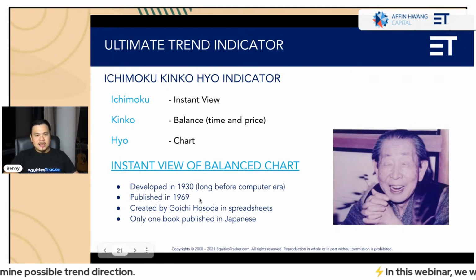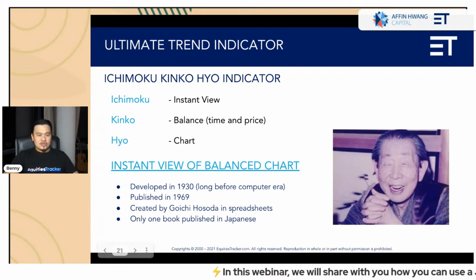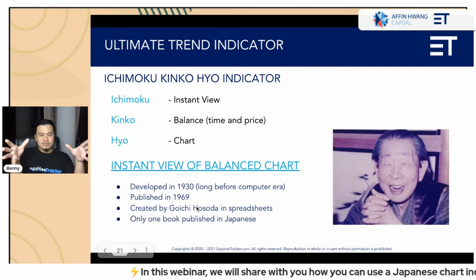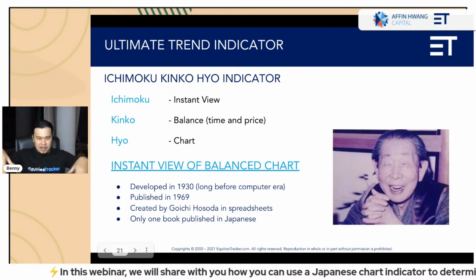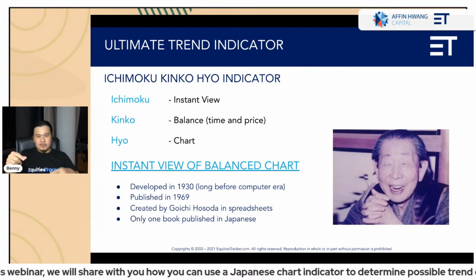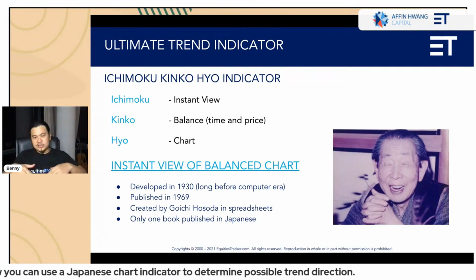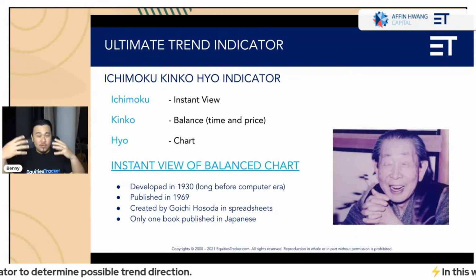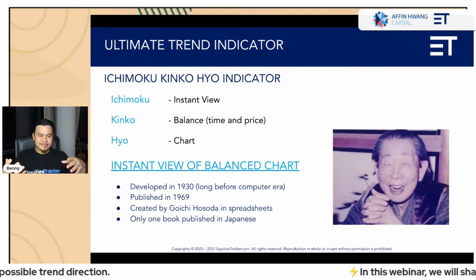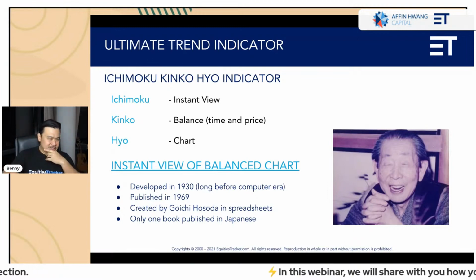So this guy is data driven. He wants to use data to make decisions. Okay. So at that point of time, there's no charting tool. So all he has is this particular paper where he writes numbers. Okay. So he wants to actually create a spreadsheet of numbers. And when he sees the numbers, he can basically visualize a chart. That's why it's called an instant view of a balance chart.